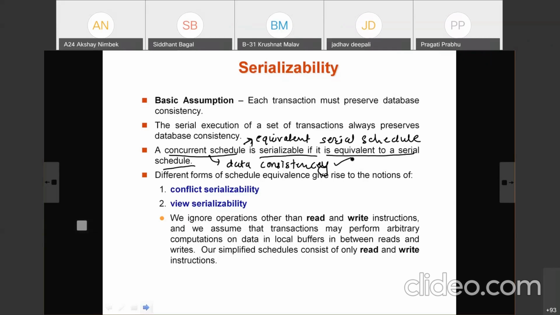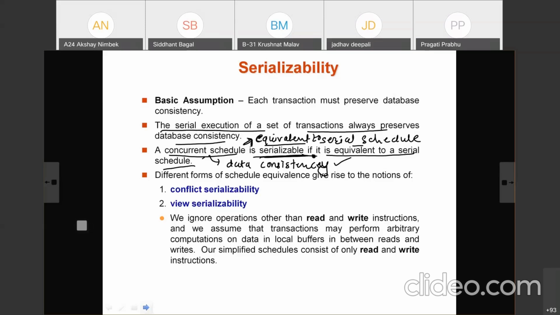Once again I am repeating, this is a very important concept of concurrency control. The serial execution of a set of transactions always preserves data consistency, but this is not true of a concurrent schedule. If a concurrent schedule is equivalent to a serial schedule, then it preserves data consistency. So what do we need to prove? We need to prove that the concurrent schedule we have written is equivalent to a serial schedule, and that is known as serializable.